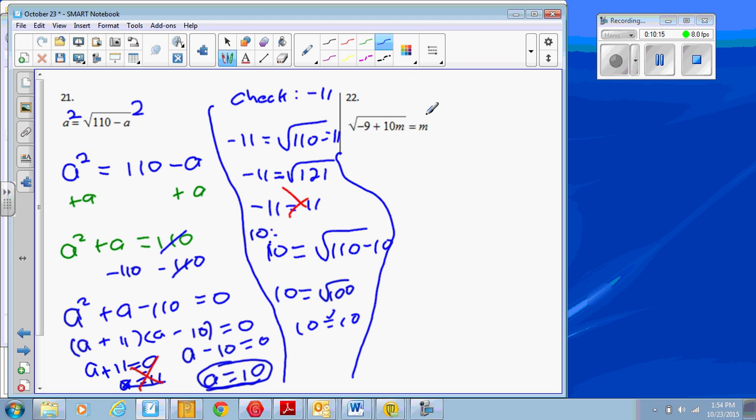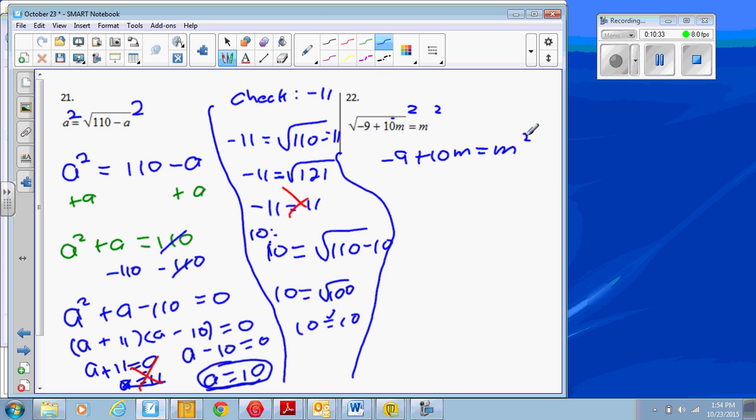The next one is similar. We're going to square both sides. The square root of the square just comes out. So negative 9 plus 10m equals m squared. And again, we have a quadratic equation.